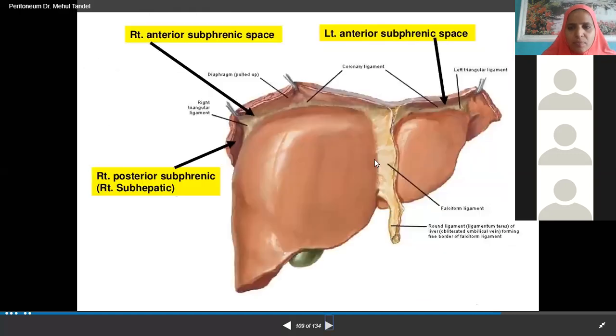So this is a very good picture, isn't it? Falciform ligament, ligamentum teres, coronary ligaments.